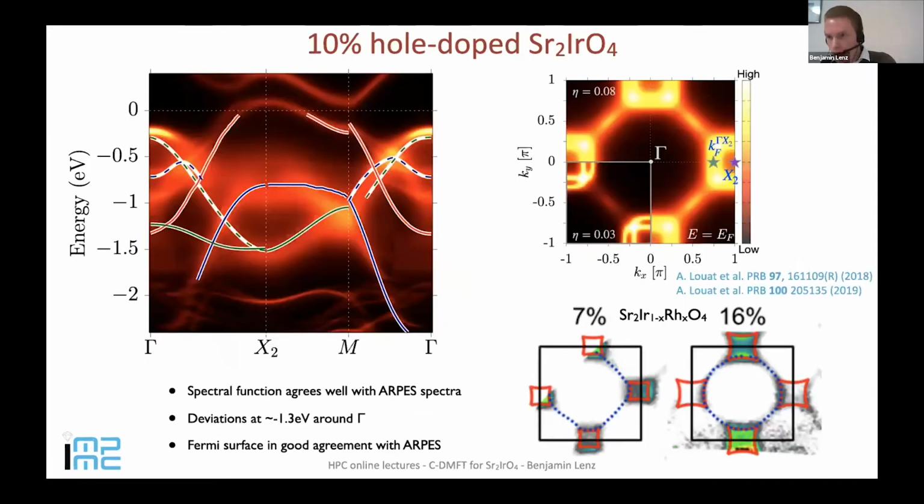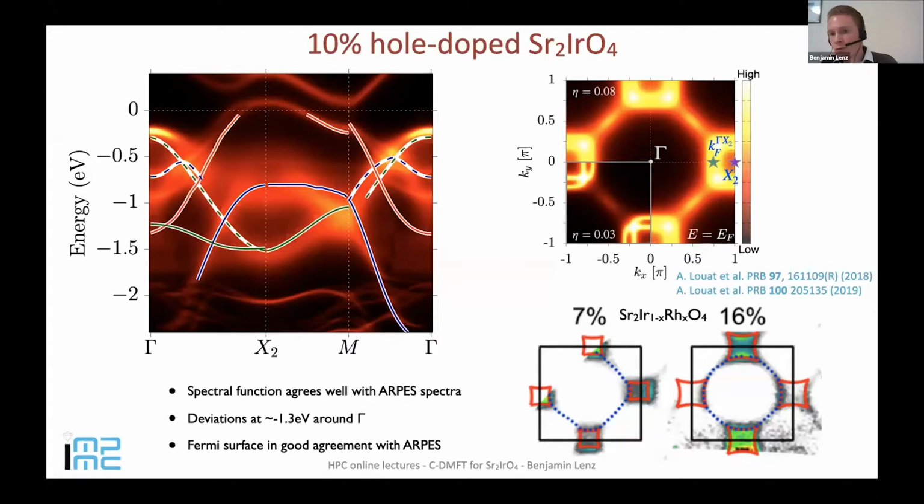Even when we look at hole-doped samples, so for instance, you could replace the iridium with rhodium atoms, which effectively corresponds to hole doping, you can once again investigate the spectral function, which works rather nicely. And also when comparing the Fermi surface, we capture most of the features.